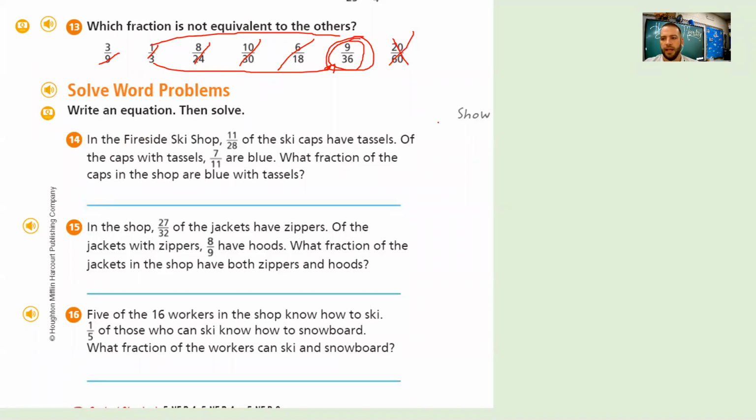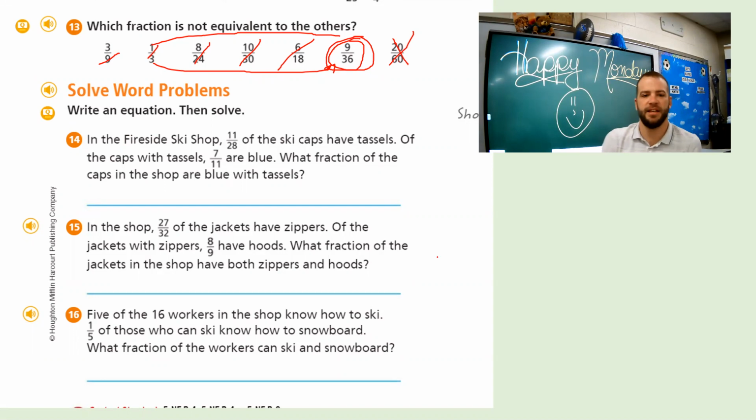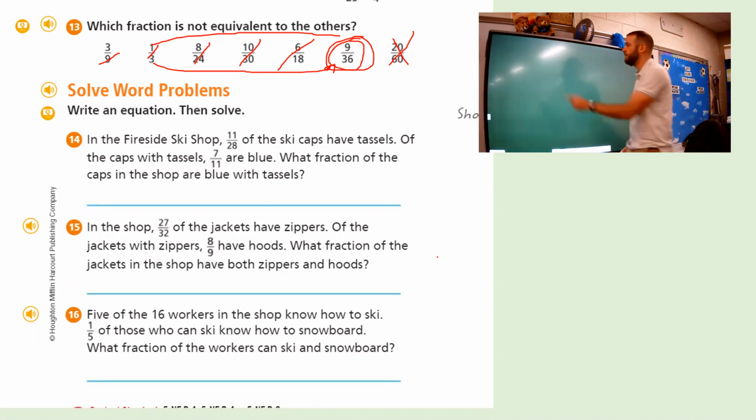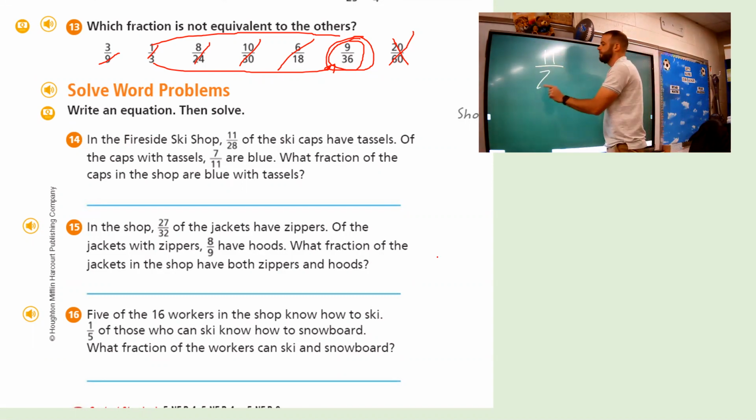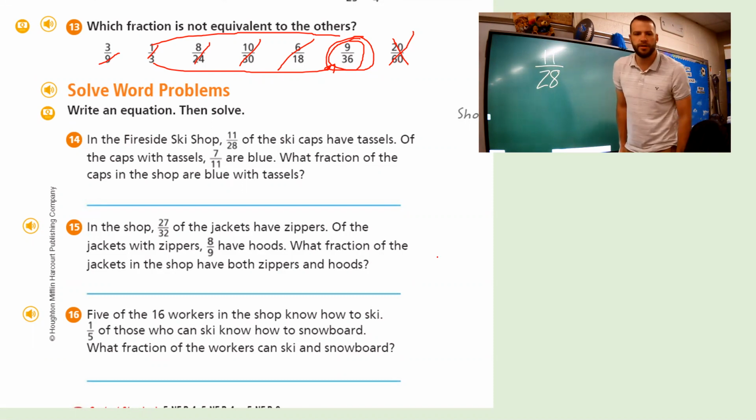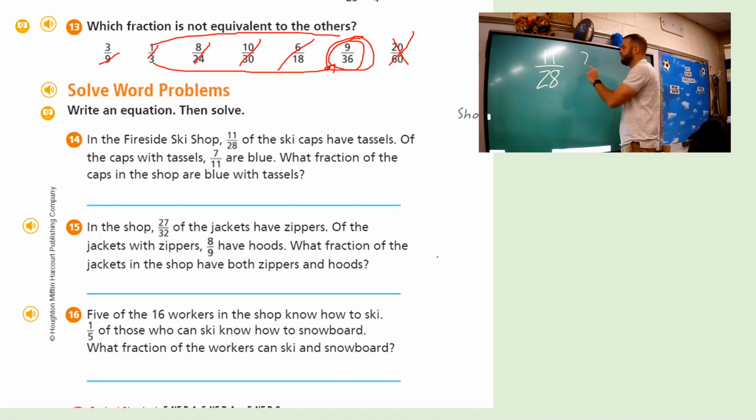All right. In the Fireside Ski Shop, 11/28 have tassels. Of those, 7/11 are blue. What fraction are blue with tassels? So 11/28, and we're going to multiply that by 7/11.